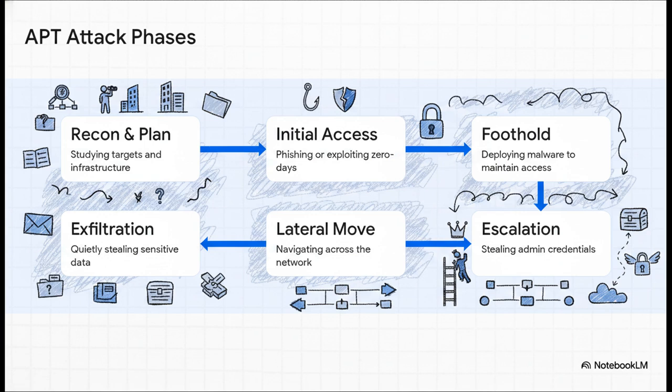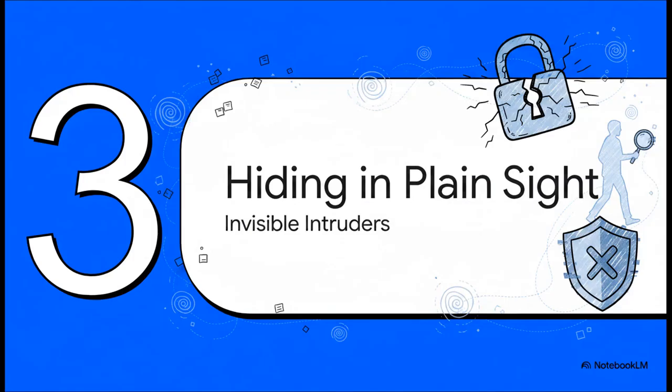Fifth is lateral movement. They quietly navigate from system to system, bypassing your internal defenses. And finally, data exfiltration or disruption. They silently steal your IP or get ready for a massive disruption. It is, quite literally, a deliberate step-by-step siege of your corporate infrastructure. Which brings us to part three, hiding in plain sight.